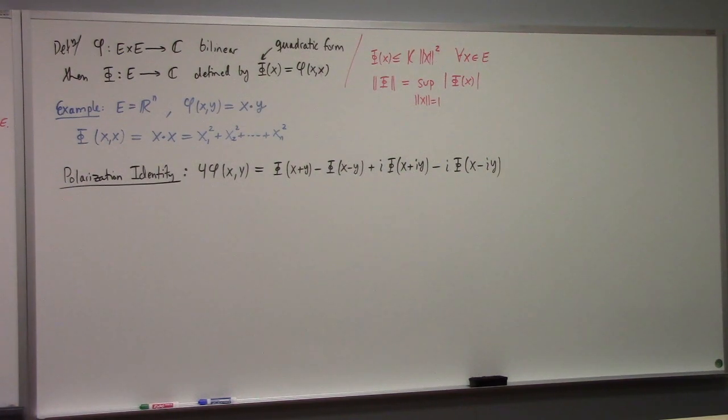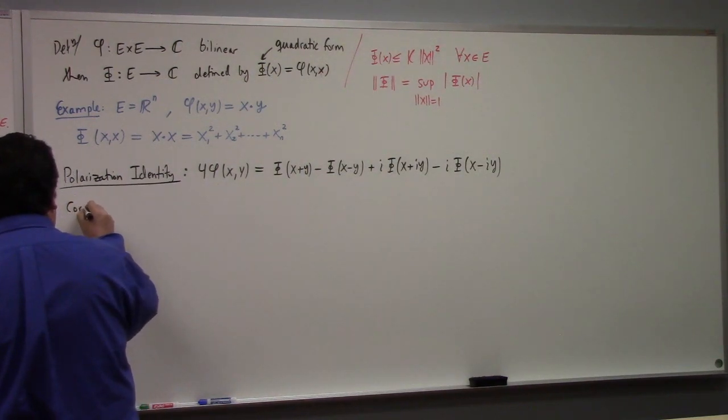The proof of the polarization identity on page 153 is very clear. He writes a formula for phi of alpha x plus beta y, and then he specializes it for different choices of alpha and beta being 1 or minus 1 or i or minus i. It's just a straightforward calculation. He adds those 4 equations and everything cancels except for 4 copies of the bilinear form.